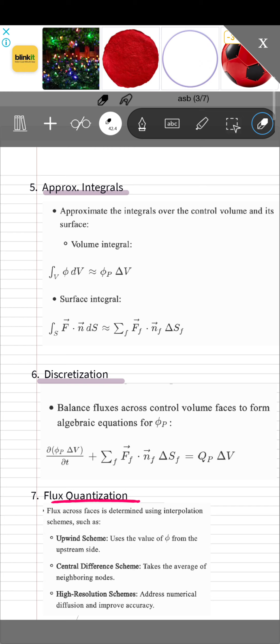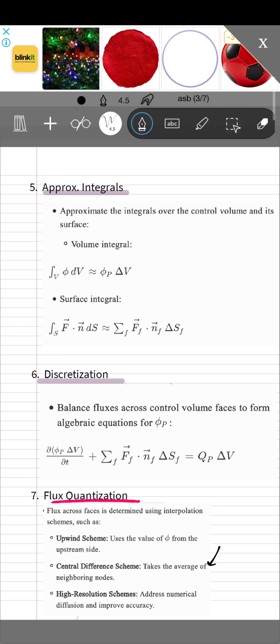The next type of scheme for flux quantization is the central difference. The central difference basically takes the average of fluxes of two neighboring control volumes. However, this is mainly applicable for laminar flow. That means the pressure difference, or the velocity of the flow, is considerably less.